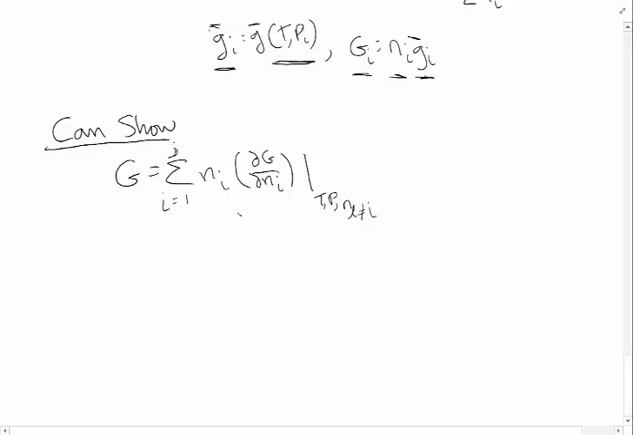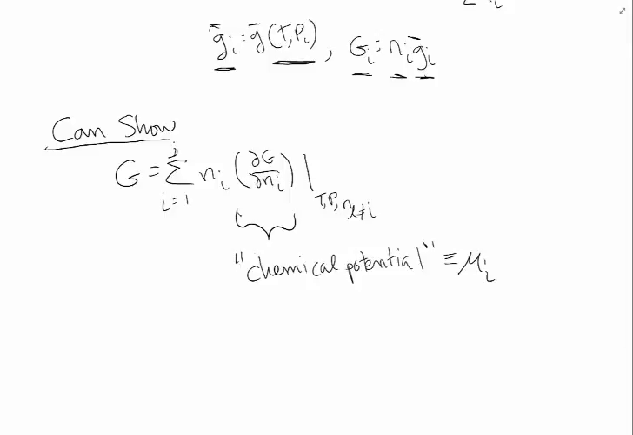This term here, the derivative of Gibbs energy with respect to quantity, is what we call the chemical potential. And we give it the symbol mu sub i. Now, hopefully at this point you're looking at this and you're just confused and you're like, how am I supposed to figure out any of this stuff?